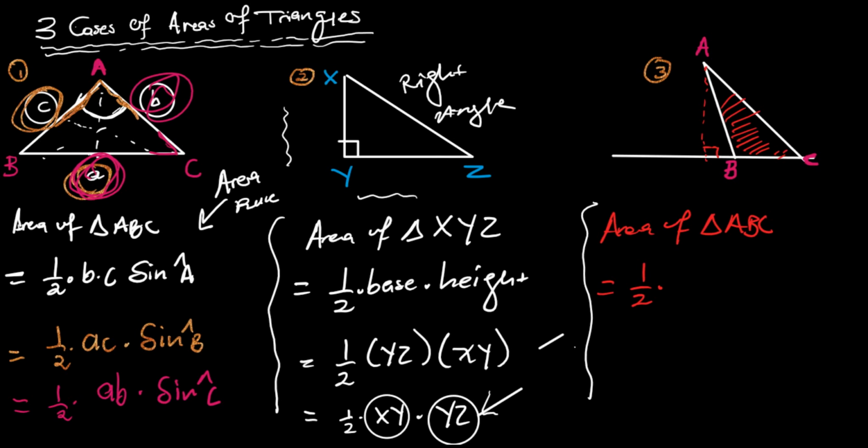So it's half multiplied by the base, and here is your base. Your base is BC.